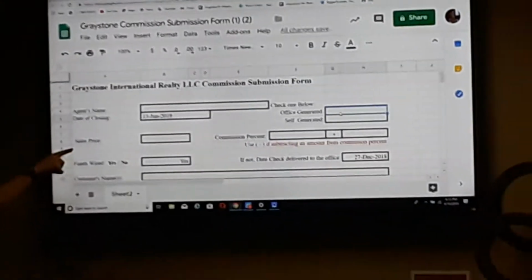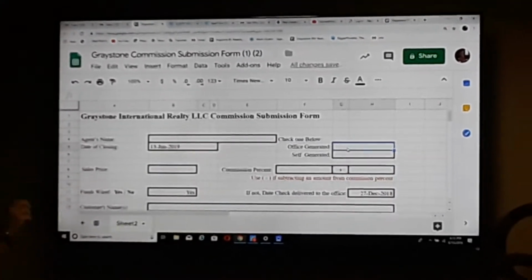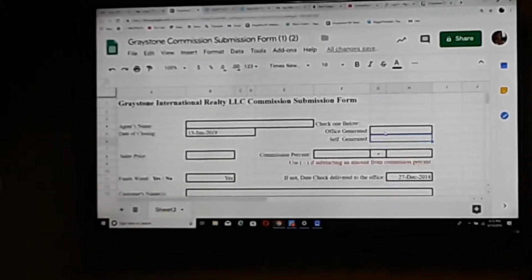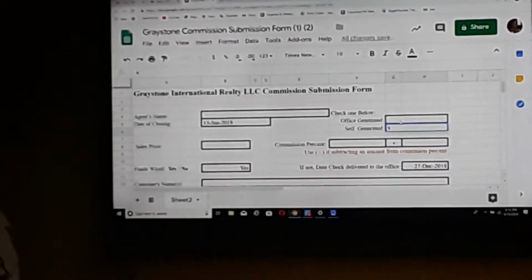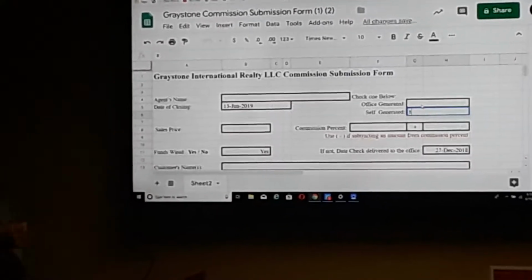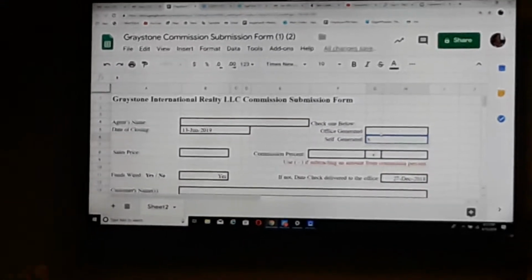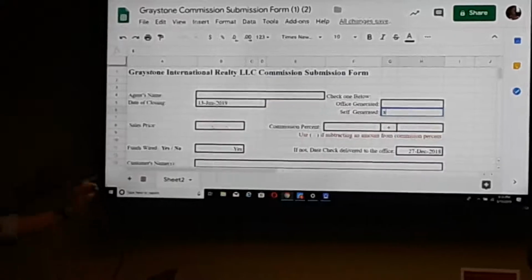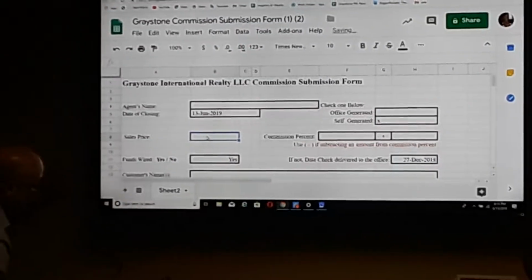So in there, office generated, self-generated. That's where you're gonna mark with an X whether the client was generated by you, by your own efforts, or if the office gives you that client for you to work. Because again, that will be the difference on the split, whether it's 100% or not. So far so good with office generated, self-generated? Okay.